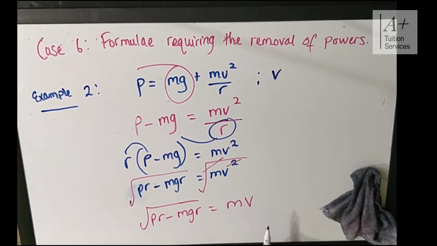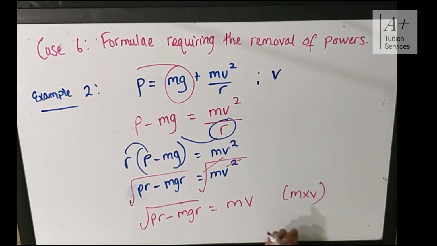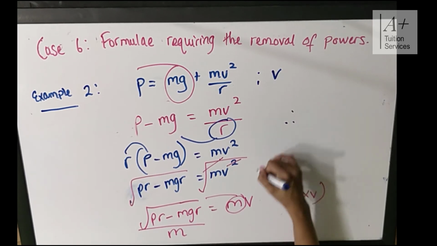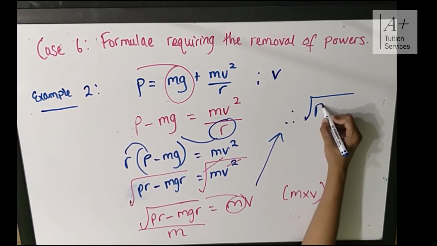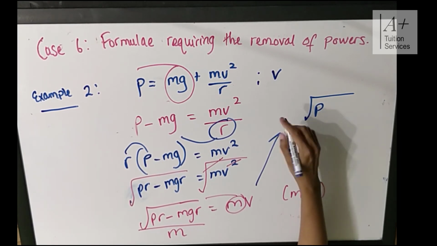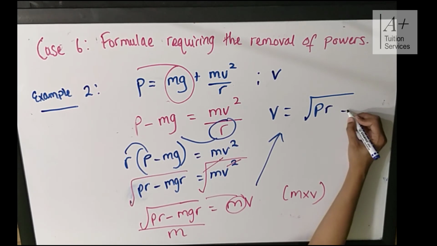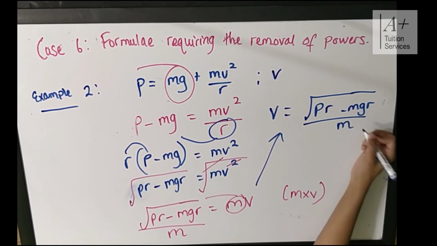Now we have mv, which means m multiplied by v. And this m can easily be moved by dividing whatever this is by m, and we end up with v. Therefore, v is equal to the square root of PR minus mgR, divided by m.